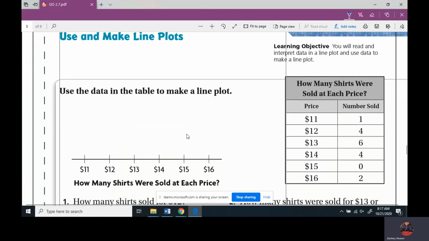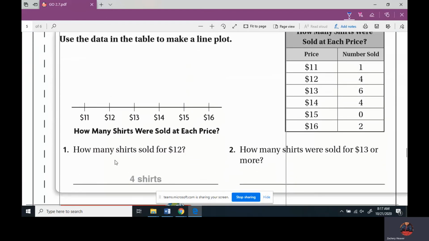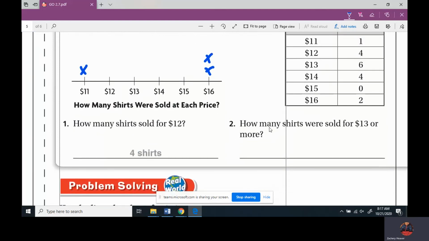It says use line plots to make data. All we're going to have to do is look at this chart. For example, there's one sold for $11, so I'm only going to put 1 X. There's 0 sold for 15, so I'm not going to put an X. There's 2 sold for 16. So fill in your line plot with these X's and make them nice and neat. And number 2 says how many shirts sold for $13 or more, which means you got to include 13 and up.